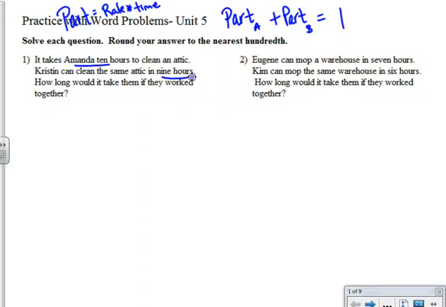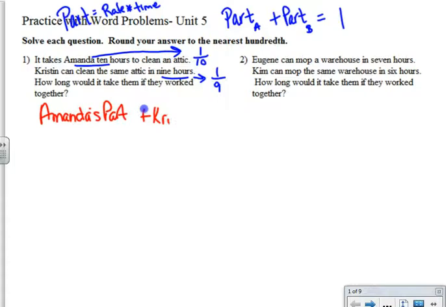For Amanda, her rate is that she can complete the one job in 10 hours. That's Amanda's rate. So I'm going to jot that down over here. And then Kristen's rate is she can complete that same job, one job, in 9 hours. And I have no idea how long they're going to be working together. So that part is going to have to be a variable. The time that they're working together is going to stay as a variable, t or x or whatever variable you want. So essentially what I'm setting up is Amanda's part plus Kristen's part is going to be one job completed at the end of this problem.